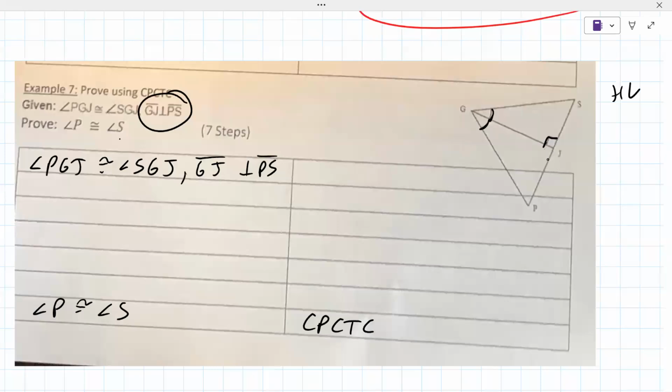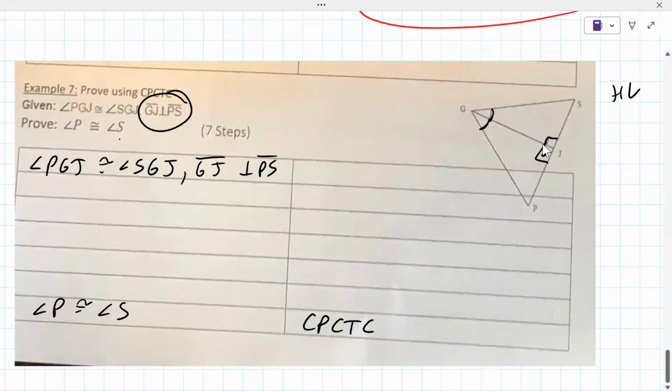Now it's not drawn, but what is the angle measure, kind of where my dot is here? Right angle. And what do you know about right angles? They're 90 degrees. They're both 90 degrees. Are they congruent? Yeah. Good. So we've got an angle, we've got a side, we've got an angle.